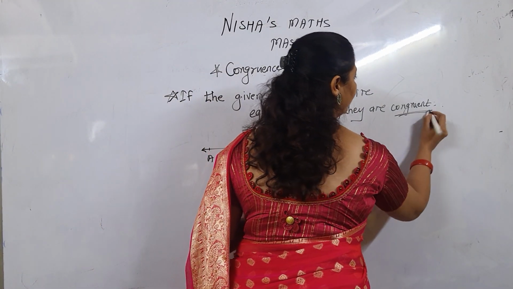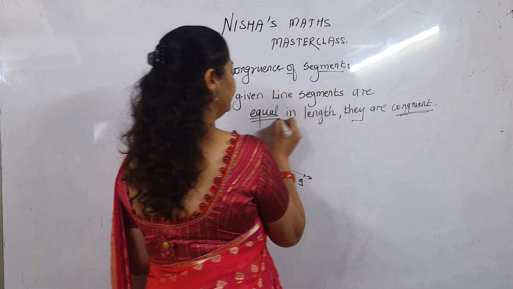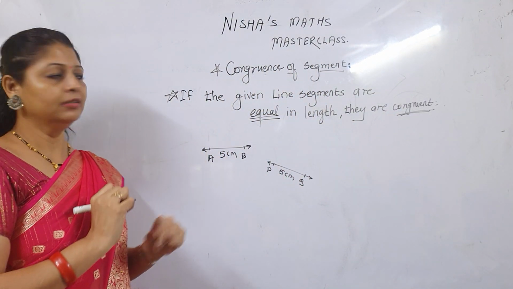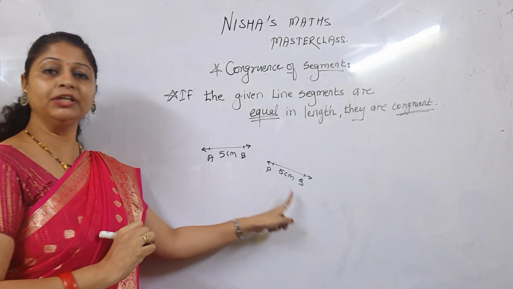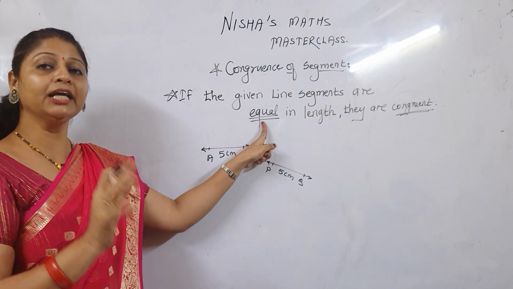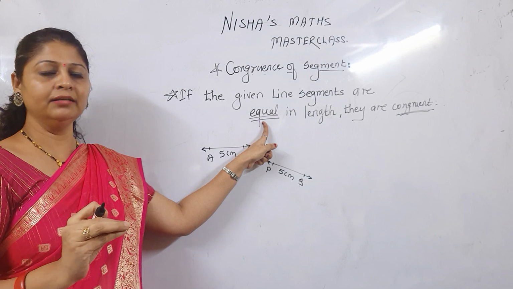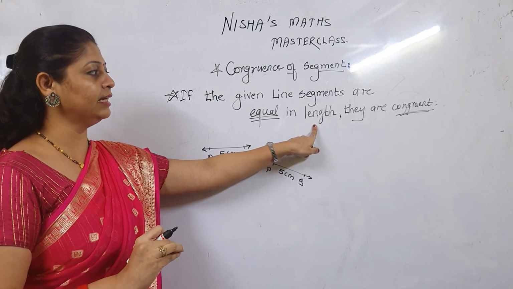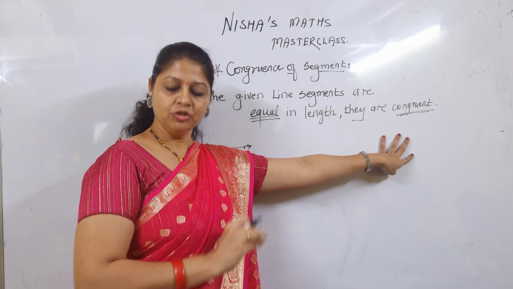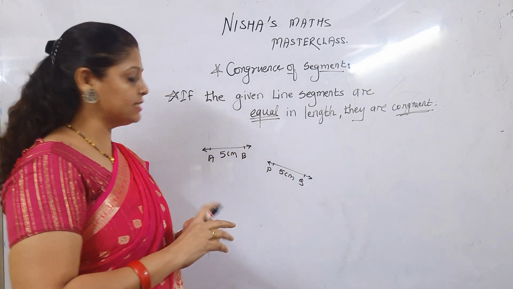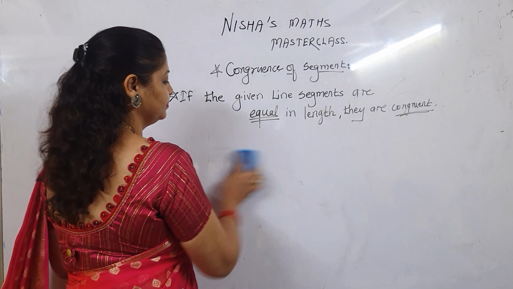So fill in the blanks for here or maybe here. Got it everyone? What is the meaning of this sentence? If the given line segments are equal, meaning equal measure, so whatever lines are there, those are congruent. Got my point everyone? So children, in practice set 6, let me explain.